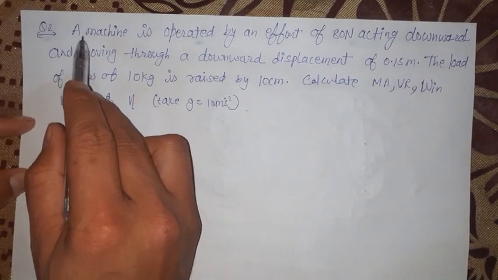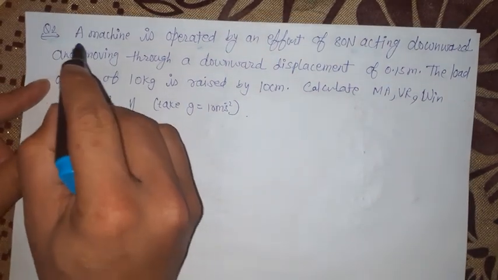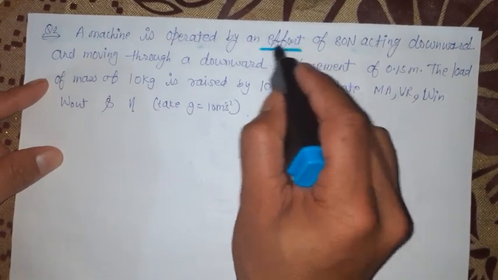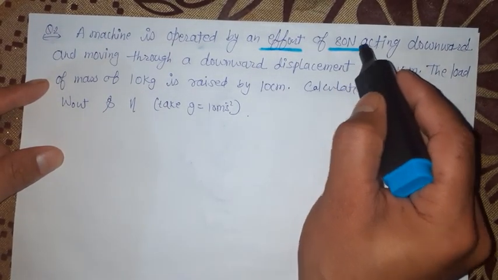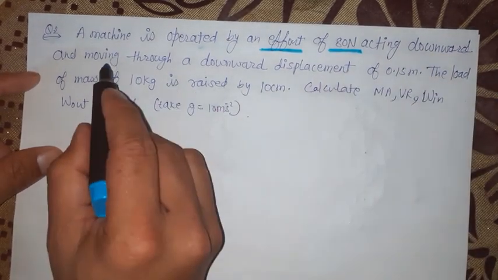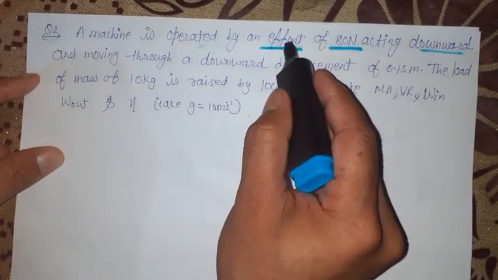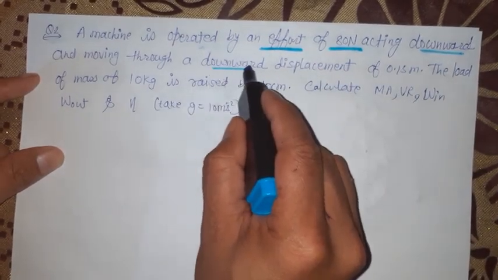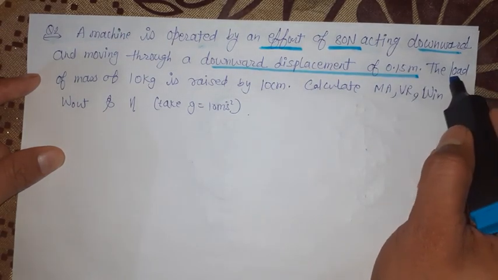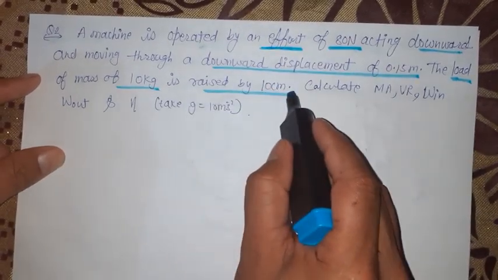Okay, so in this second question, student, what is said to us? We have to work according to the situation. So the question is, a machine is operated by an effort of 80 Newton. I'm going to highlight the important points, which are the demands of the question. The effort is acting downward and moving through a downward displacement of 0.15 meter. The load given is 10 kilogram, and it gets raised up by 10 centimeter.